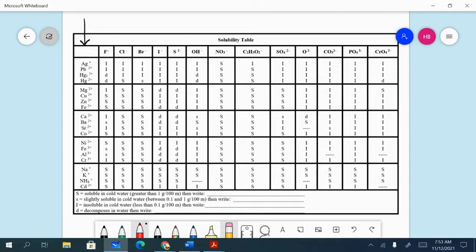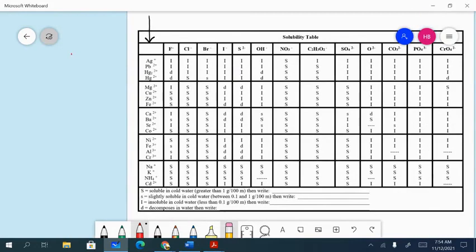So let's just pick a random compound. We're going to do several random compounds here. I'm going to start with some compounds that we know. First one is sodium chloride, and that's table salt. And you probably already know what happens to table salt when you put it in water. It dissolves. So let's find sodium. You run your finger down until you find sodium in the cations. And then we're going to go over until we run into chlorine. So at the intersection of sodium and chloride, there's a big S.